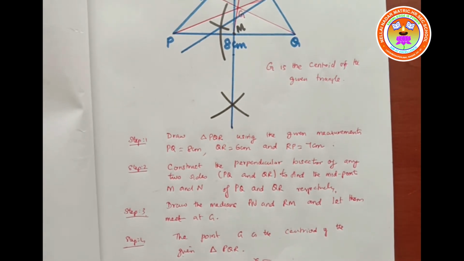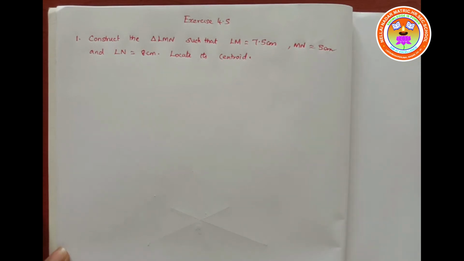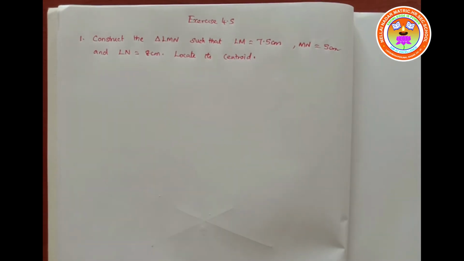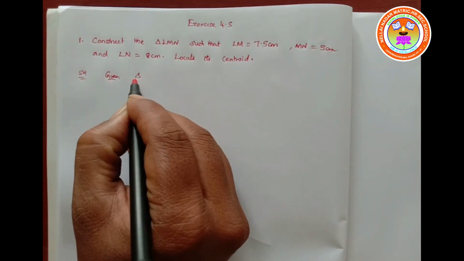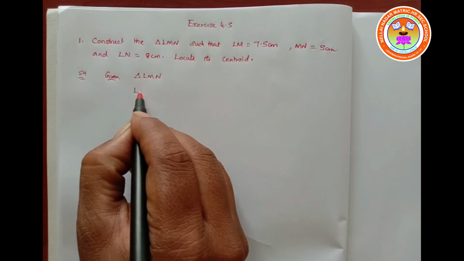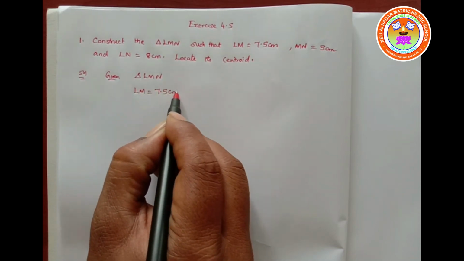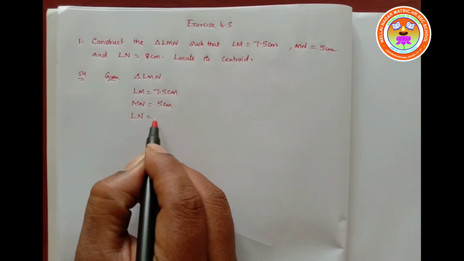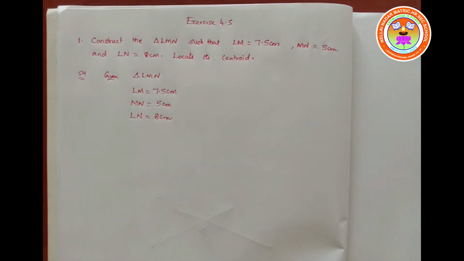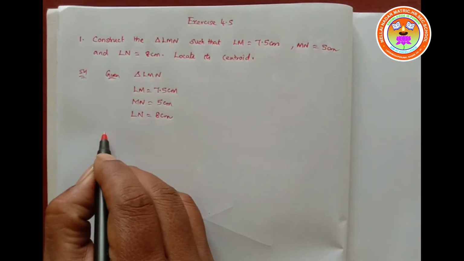This is example 4.12. Let us see exercise 4.5, question number 1. Construct the triangle LMN such that LM equal to 7.5 cm, MN equal to 5 cm and LN equal to 8 cm. Locate its centroid. Solution. Given triangle LMN, LM equal to 7.5 centimeters, MN equal to 5 centimeters, LN equal to 8 centimeters. It's clear, children? Next you are going to draw the rough diagram.